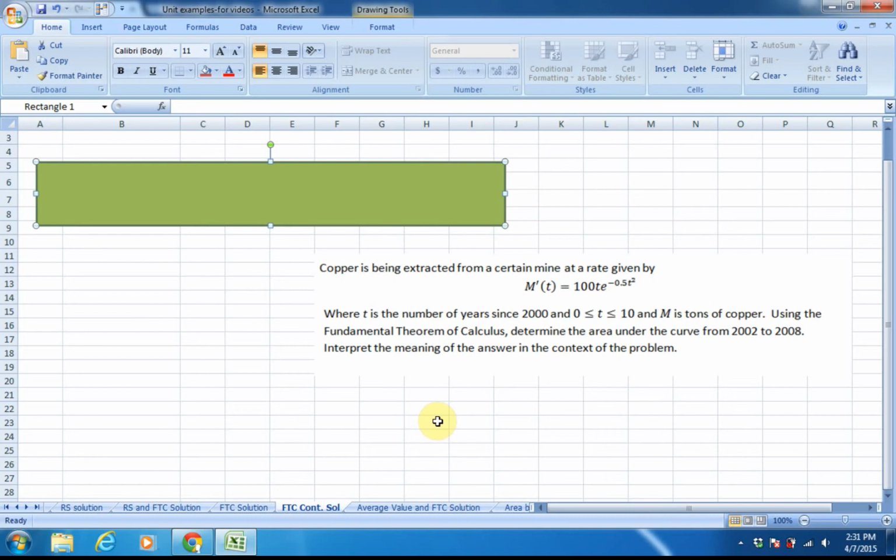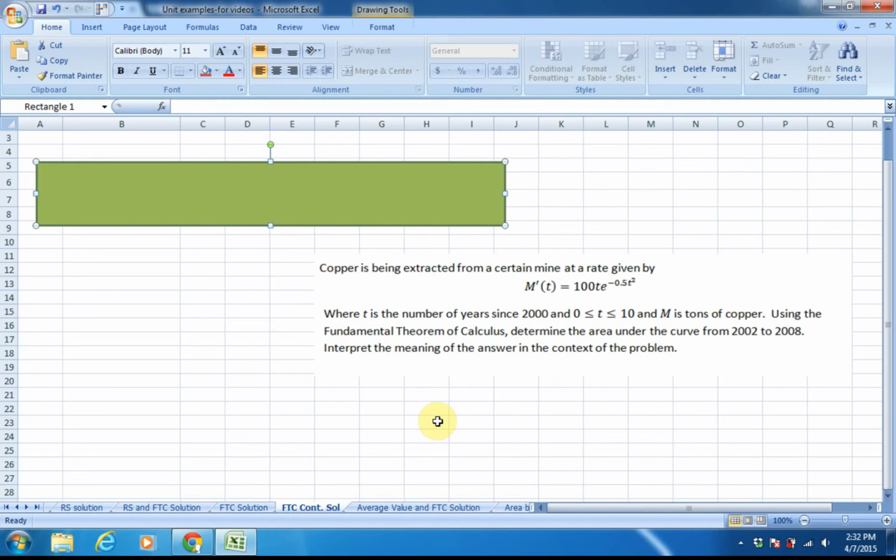Our problem is that copper is being extracted from a certain mine at a rate given by m prime of t is equal to 100 t e to the negative 0.5 t squared, where t is the number of years since 2000 and t is greater than or equal to 0 and less than or equal to 10, and m is tons of copper. Using the fundamental theorem of calculus to determine the area under the curve from 2002 to 2008, interpret the meaning of the answer in the context of the problem.